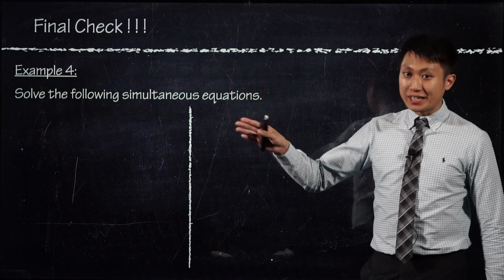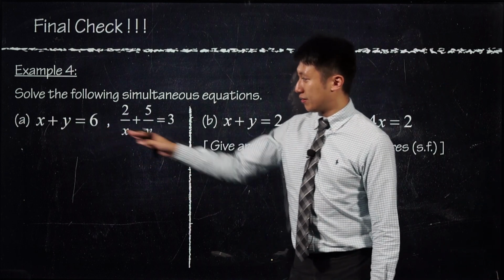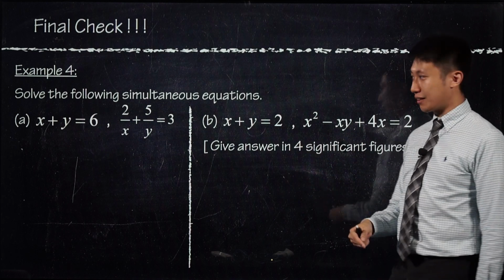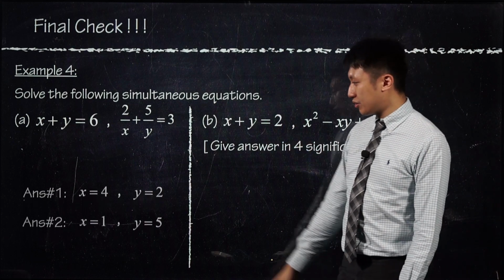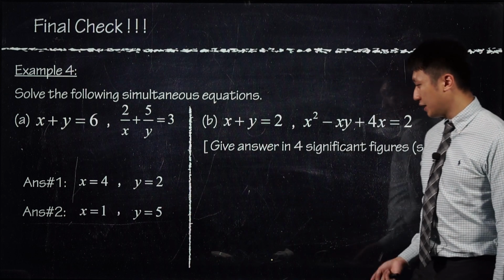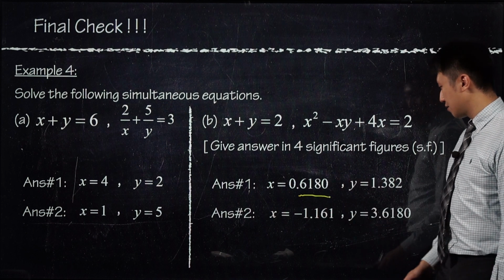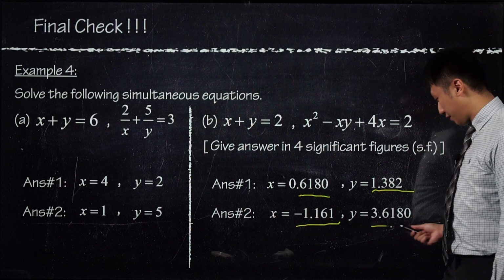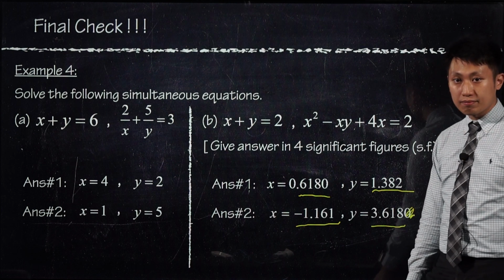So you gotta do this and write this in your paper and start doing it, and solve for this one. Okay, 1 question, 2 questions before you actually go on and get the 5 marks. Okay, practice. Okay, the answer is given here. So x equals 4, y equals 2, x equals 1, y equals 5 for the first one, and the second one is given here as well. Okay, 4 significant figures. I don't have to write the 0 here. Okay, that's it. Okay, right?